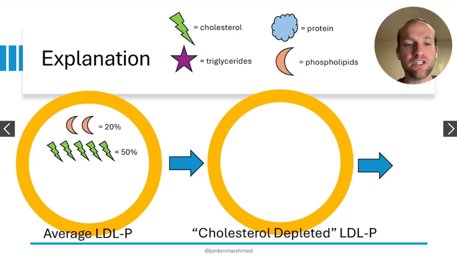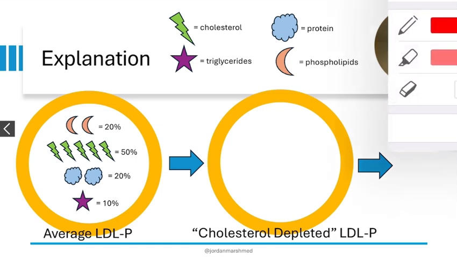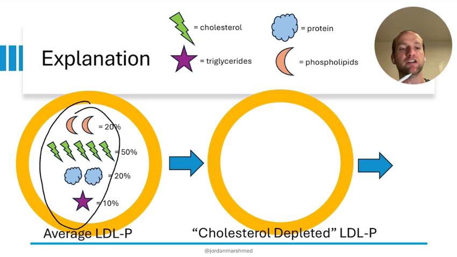They're carrying about 50% of the particles, 50% of the cholesterol. 20% is made up of protein, and then 10% is made up of triglycerides. So there's 10 total. Let me just circle this for you. There's 10 total symbols there, and each of those are made up of, I tried to make it so obvious that 20% would line up with 50% and 20 and 10.